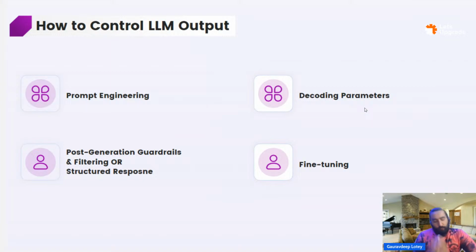So finally, we come to how do we control these large language models. So large language models को control करने के लिए first thing is prompt engineering.